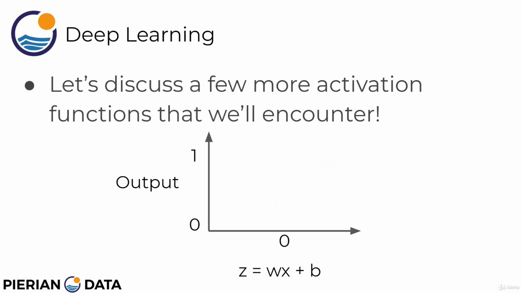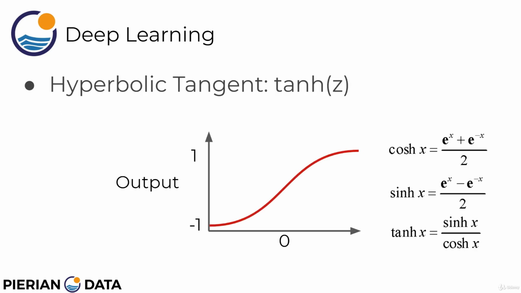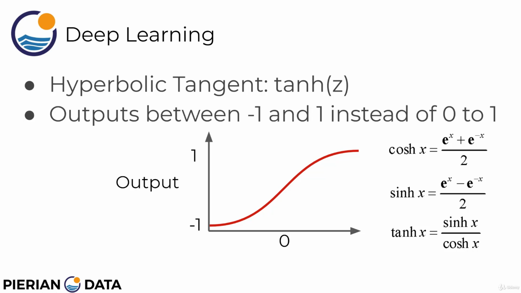So let's discuss a few more activation functions that we're going to encounter. So some really common ones are things like the hyperbolic tangent, written out as tanh, and here we can see the formulas with respect to x on the right hand side. So there's hyperbolic cosine, hyperbolic sine, but the most common one is hyperbolic tangent, which is hyperbolic sine divided by hyperbolic cosine. So what's nice about this is it's going to output between -1 and 1 instead of 0 to 1. Looks really similar to a sigmoid function.